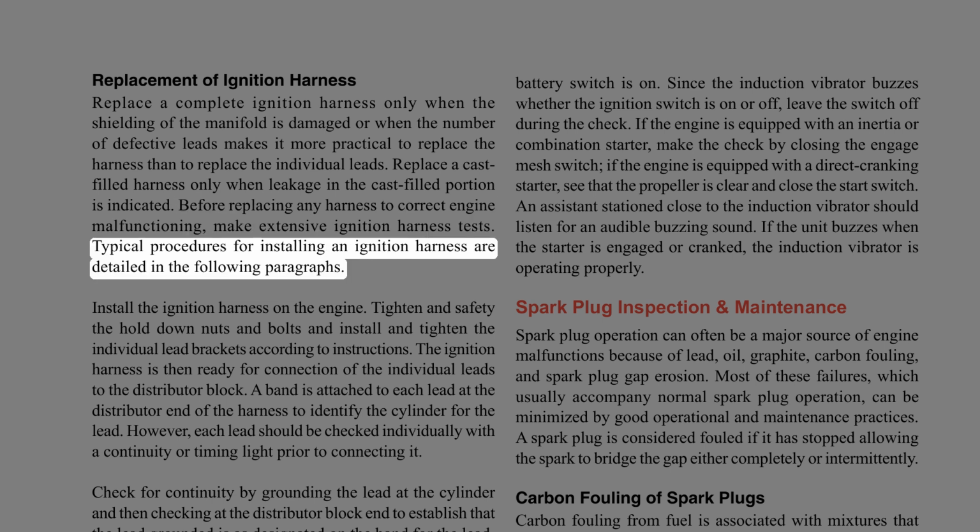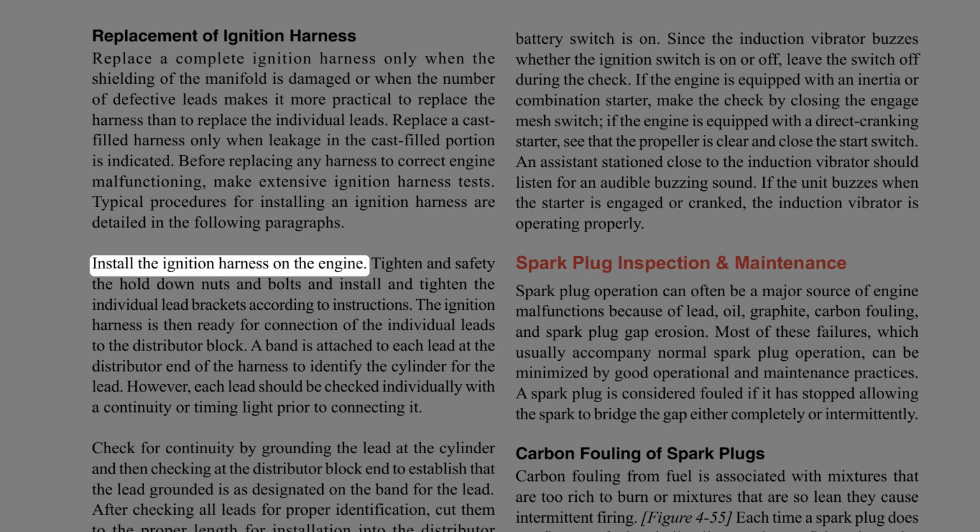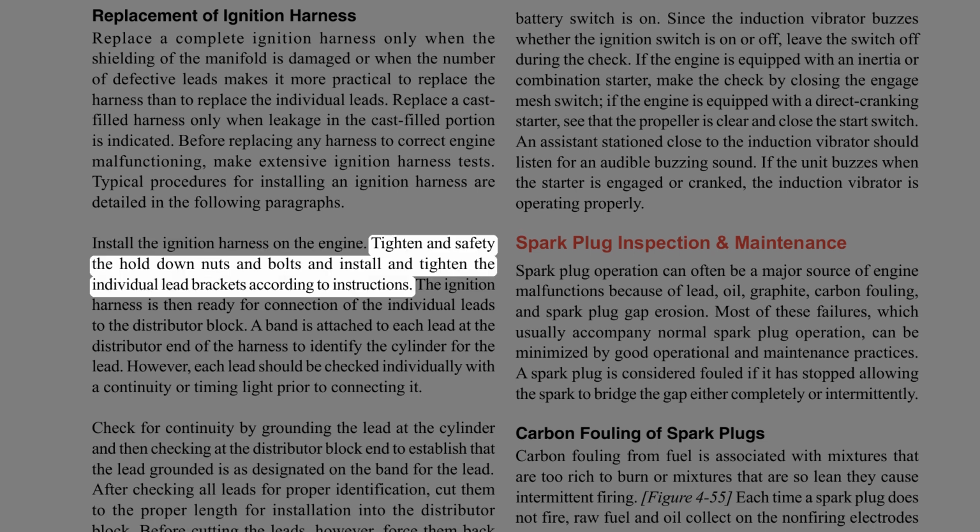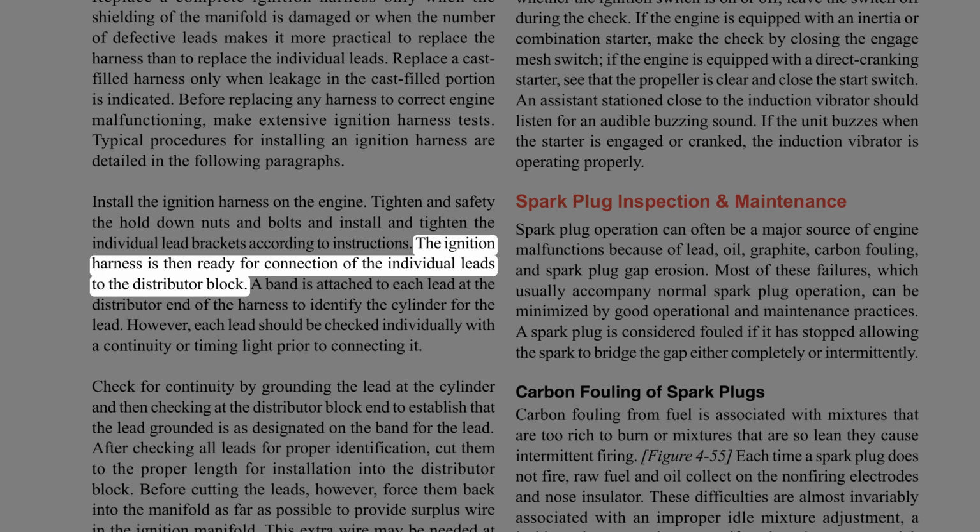Typical procedures for installing an ignition harness are detailed in the following paragraphs. Install the ignition harness on the engine. Tighten in safety the hold-down nuts and bolts and install and tighten the individual lead brackets according to instructions. The ignition harness is then ready for connection of the individual leads to the distributor block.